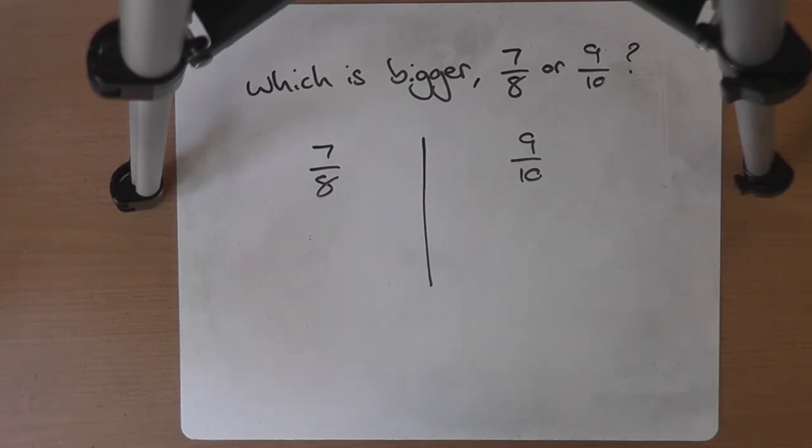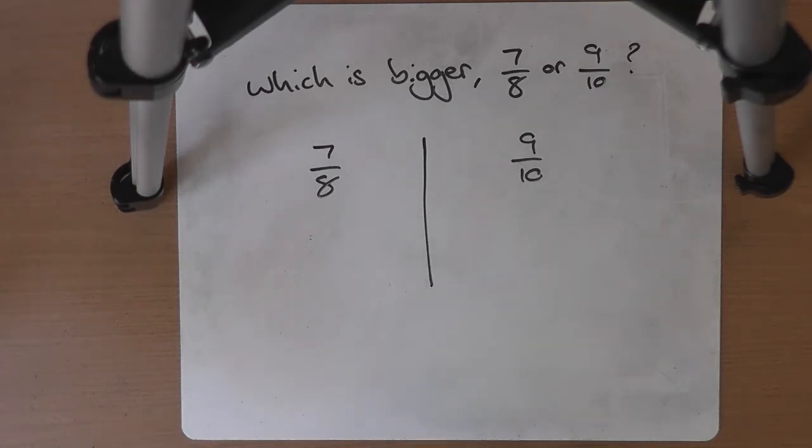We'll do one more of these, which is bigger, 7/8 or 9/10. So we're going to do exactly the same thing again. These are two different types of fractions. One is an 1/8 type and one is a 1/10 type. So we need to rewrite one or both of them as equivalent fractions. Sometimes you're only going to have to rewrite one of them. It might be that one is rewritable to be the same type as the other.